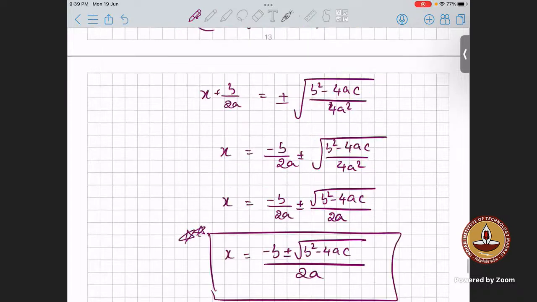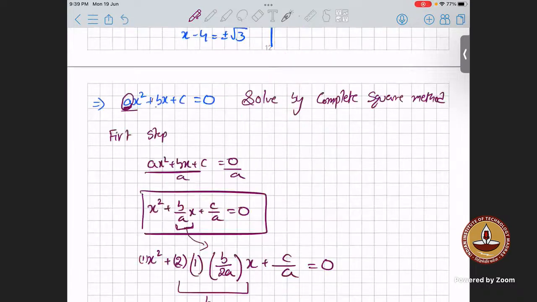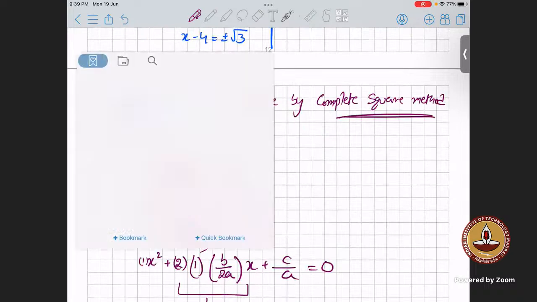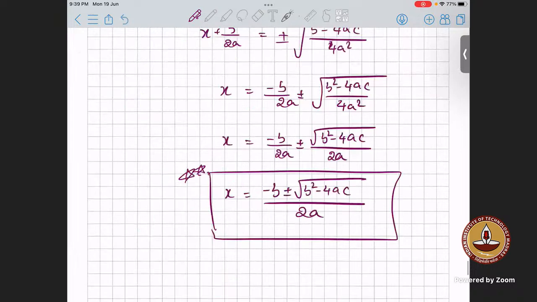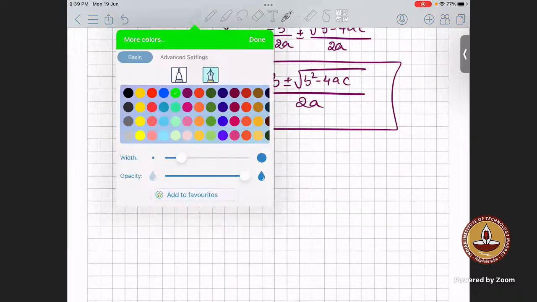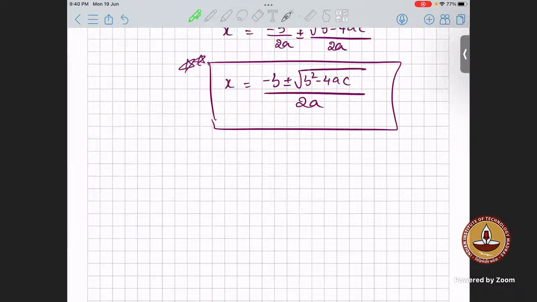Look, the whole thing is like we got this whole formula from the complete square method. Are you getting the point? The beautiful thing about this is b square minus 4ac. What is this known as? Discriminant.